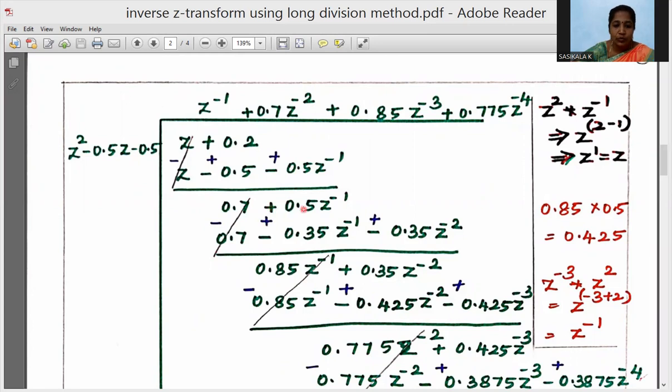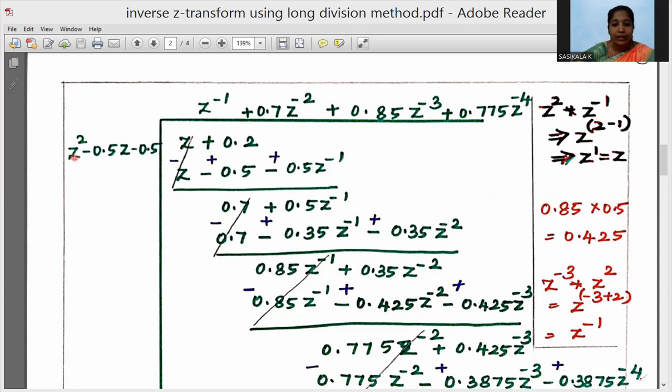So just add these two values. 0.5 plus 0.35 you will get 0.85 z inverse plus 0.35 z power minus 2. So the third term should be such that you need to cancel this 0.85 z inverse. So already you will be having z power 2. If you want z power minus 1, what you have to do? You have to multiply this term with z power minus 3.